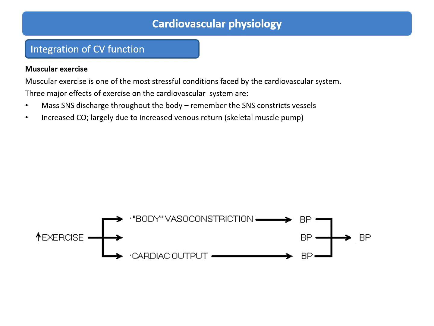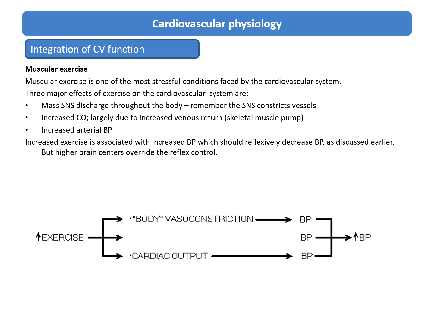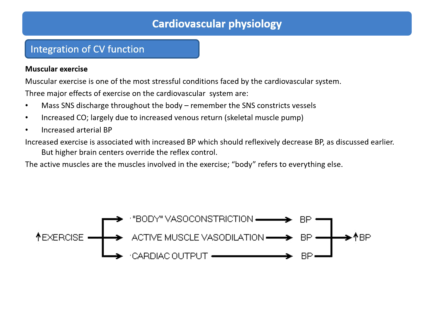Increased cardiac output. Largely, this is due to an increased venous return. Remember the so-called skeletal muscle pump. Increased arterial blood pressure. Increased exercise is associated with an increase in blood pressure, which should reflexively decrease blood pressure, as we just described. But in this case, higher brain centers override the reflex control.